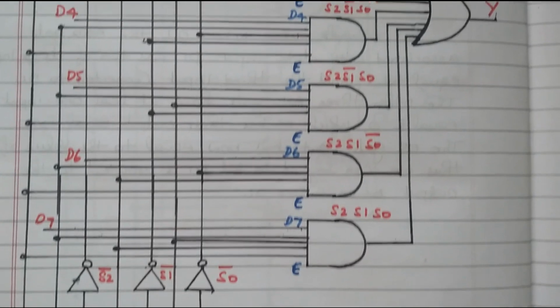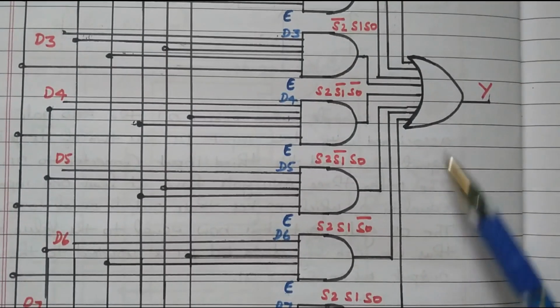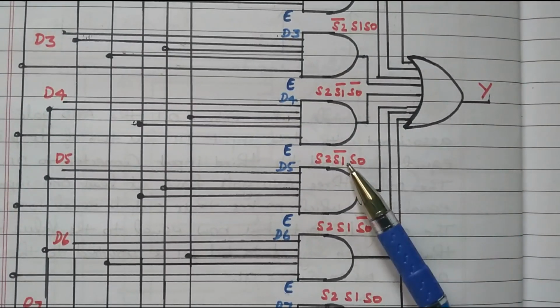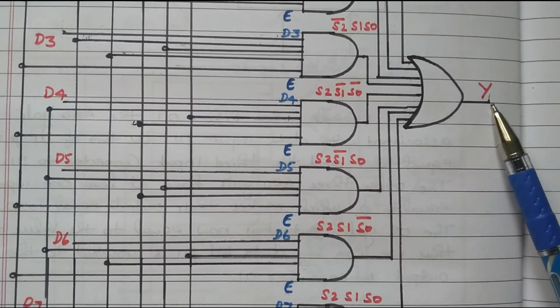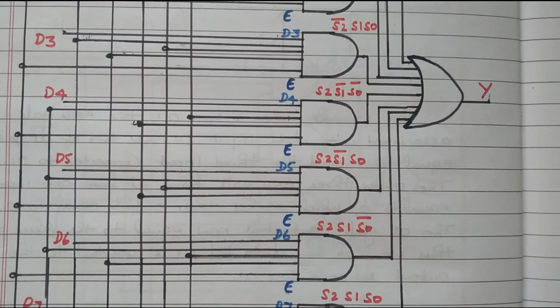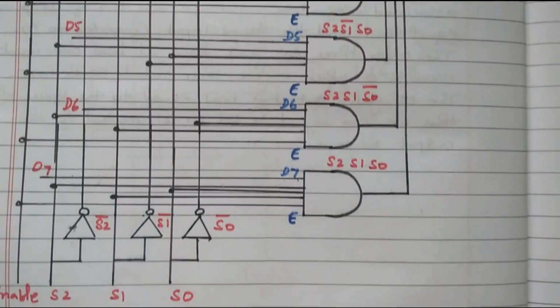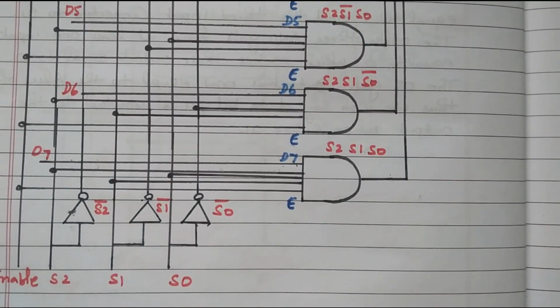So all these AND gates are connected to the OR gate, right. All these 8 outputs are added by this OR gate, and in total we have only one output. Now we will see the selection lines. That is very important, how the selection lines are connected.